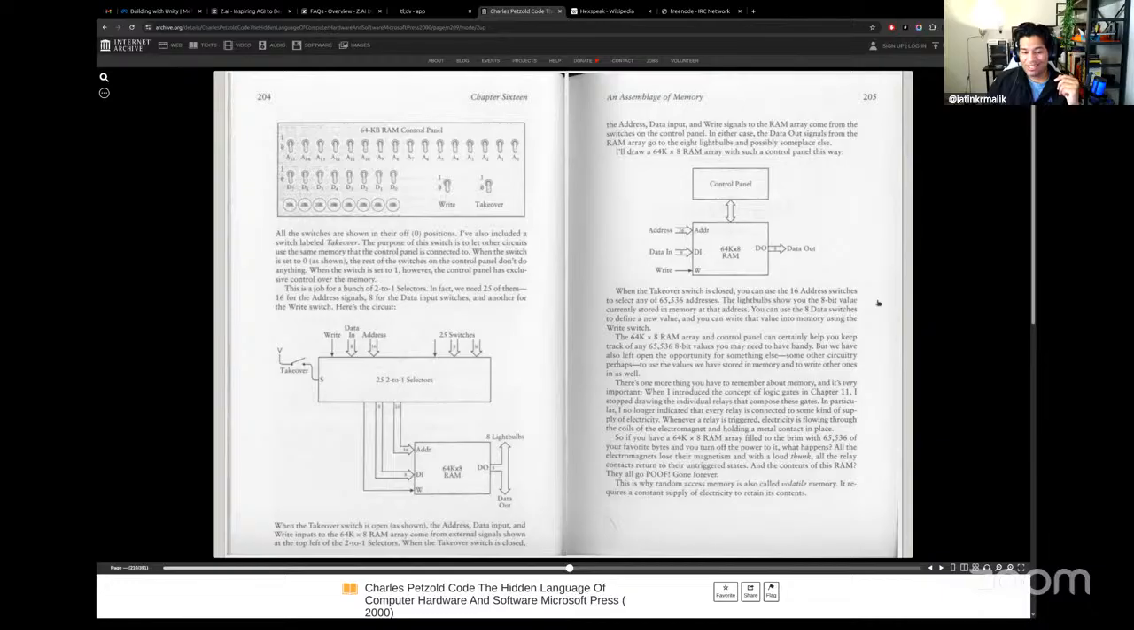So now if you have a 64K by 8 RAM array filled to the brim with 65,536 of your favorite bytes and you turn off the power to it, what happens? All the electromagnets lose their magnetism with a loud thunk. All the relays and the contacts return to their untriggered state, like zero. And the contents of all the RAM, they go poof, gone forever. This is why random access memory is also called a volatile memory. It requires a constant supply of electricity to retain its contents.